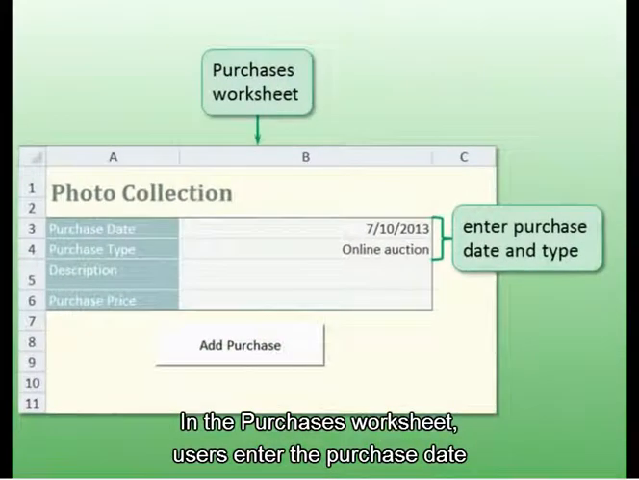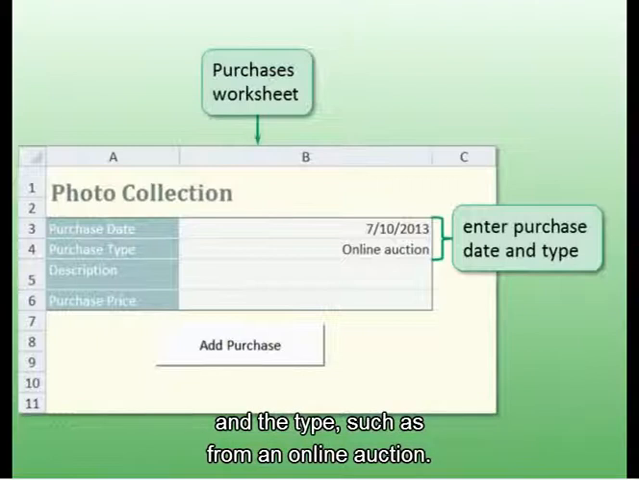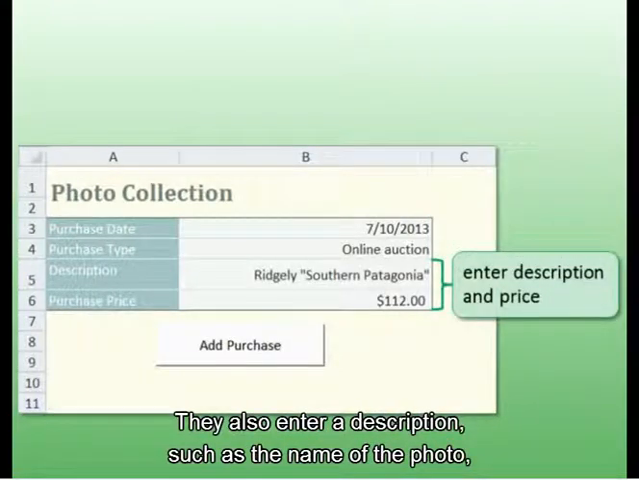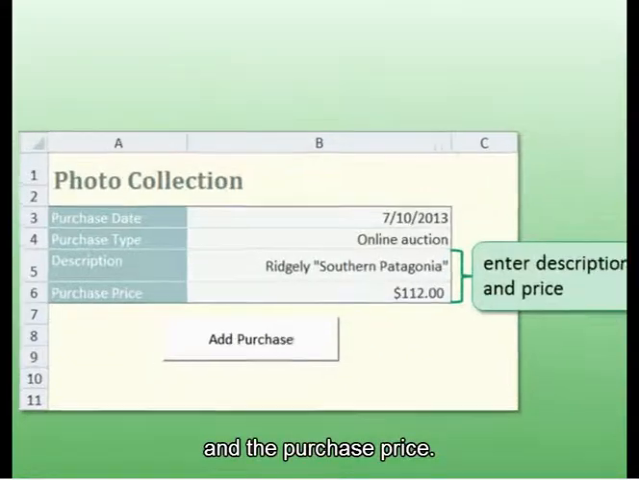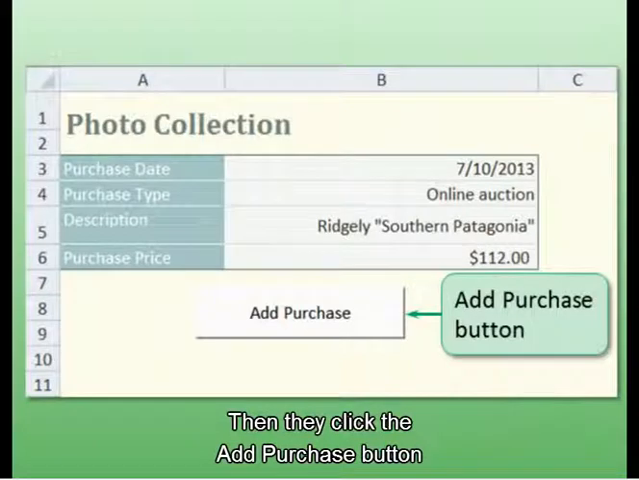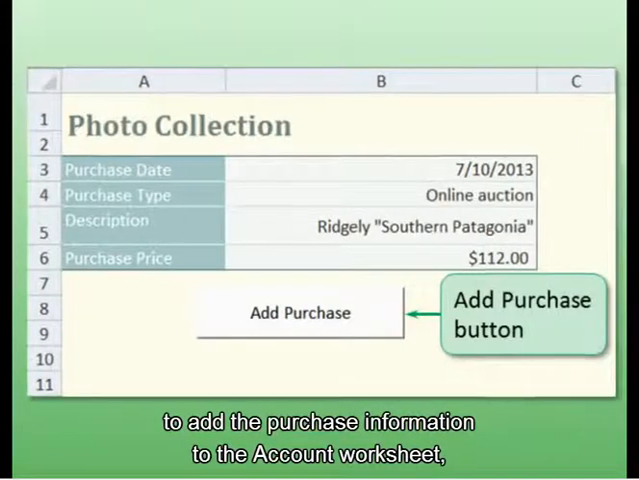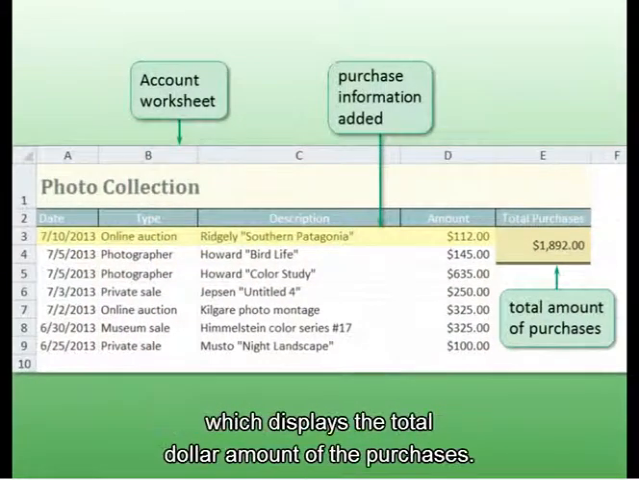In the Purchases worksheet, users enter the purchase date and the type, such as from an online auction. They also enter a description, such as the name of the photo and the purchase price. Then they click the Add Purchase button to add the purchase information to the account worksheet, which displays the total dollar amount of the purchases.